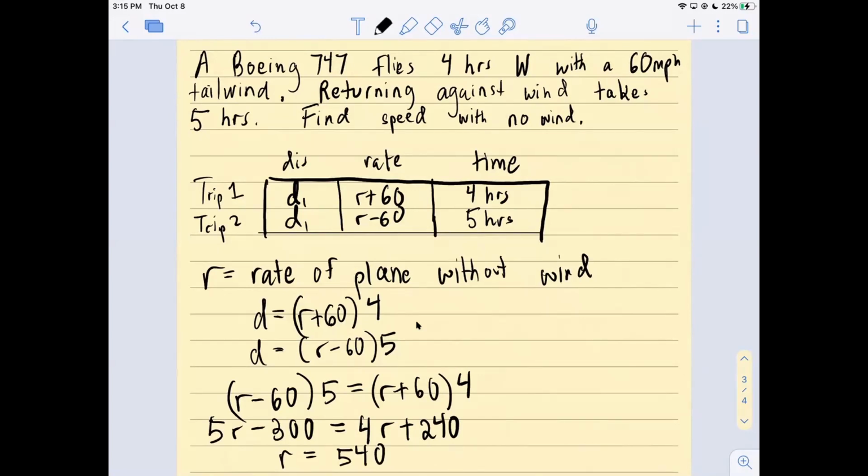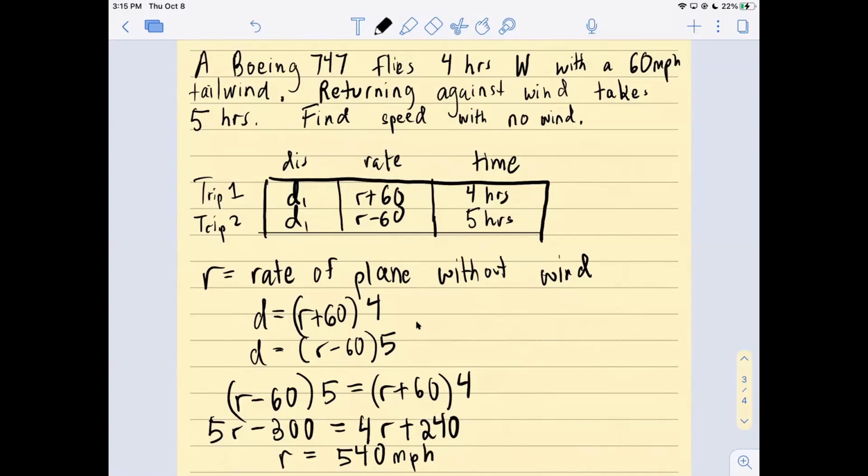Okay. So this would be 540 miles per hour. All right. So now you've basically seen all the main types of word problems you can encounter.